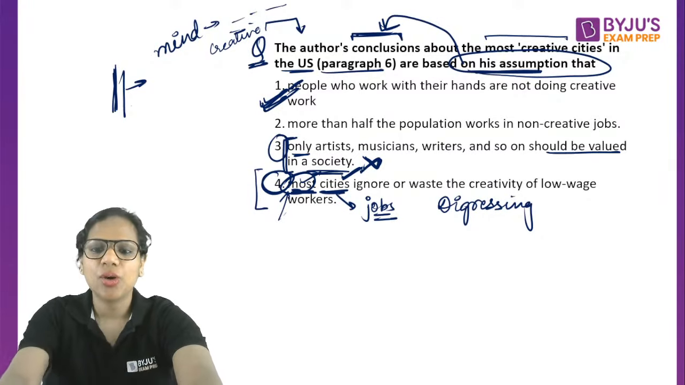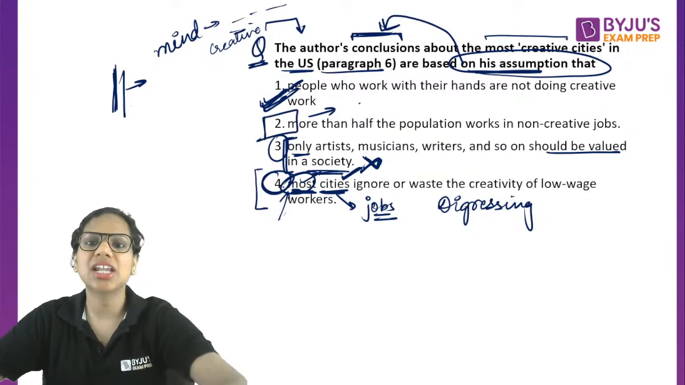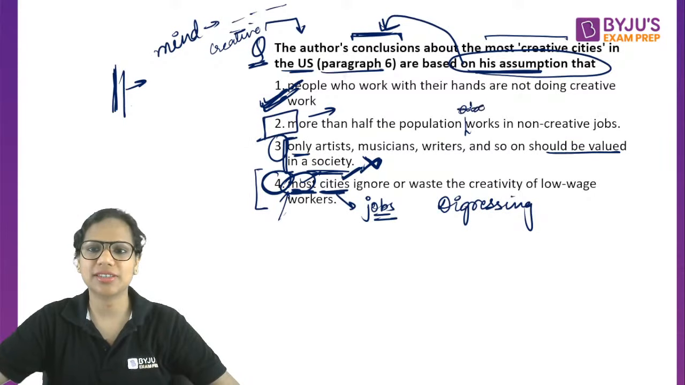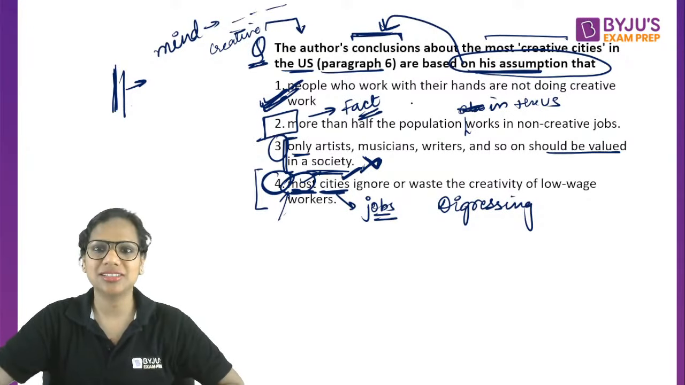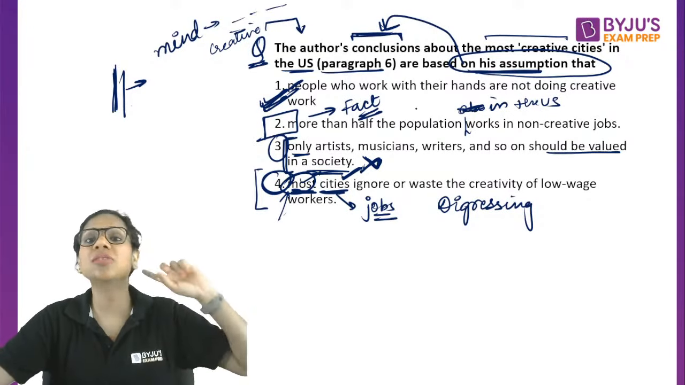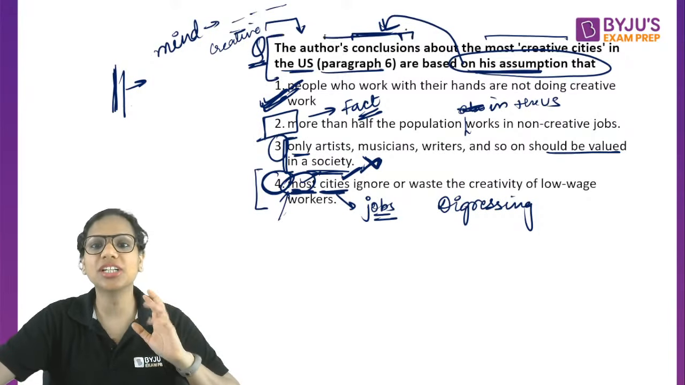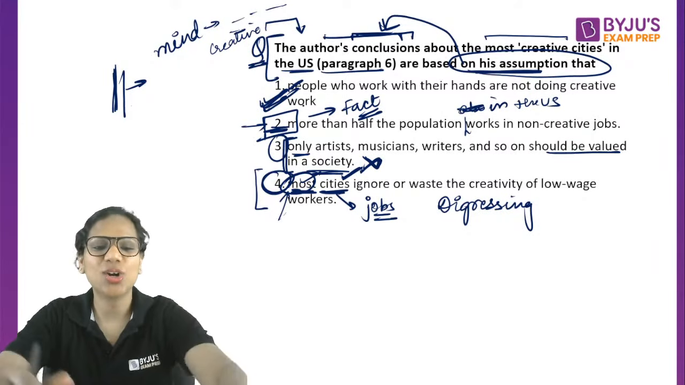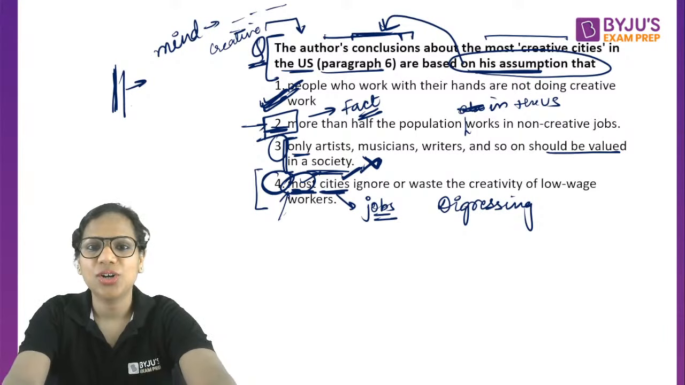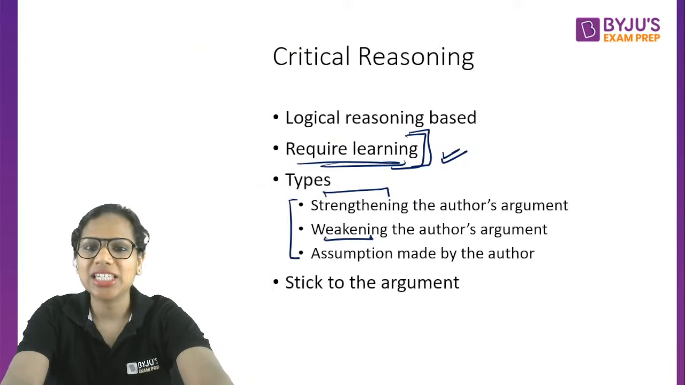Now, this too is not an assumption. This is rather a fact about the US that the author offers us. Assumptions are not facts that are stated. Assumptions are what the author has thought in his or her mind, that need to be true so that the author can come to the conclusion that the author has come to. Facts are not stated, right? They are not stated facts. Hope this is clear. All the options are clear to you, right?